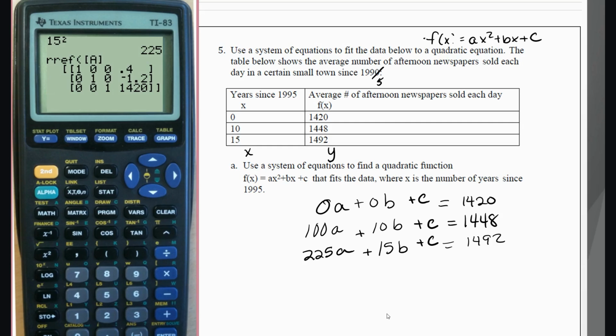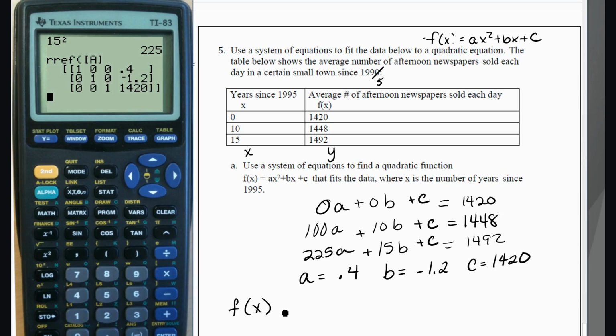Okay, so this tells us that A is going to be 0.4, B is going to be negative 1.2, and C is going to be 1420. Now, this means that our equation, f of x, is 0.4x squared minus 1.2x plus 1420.